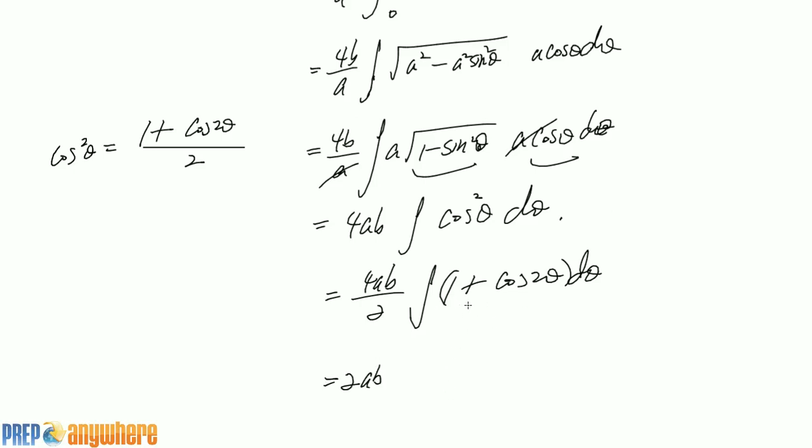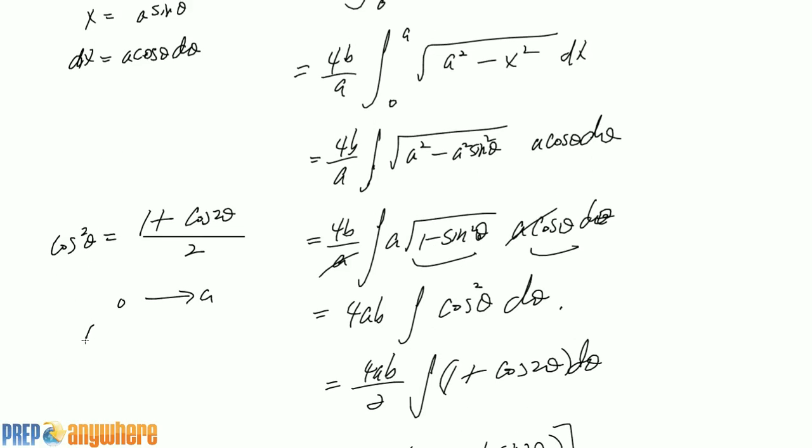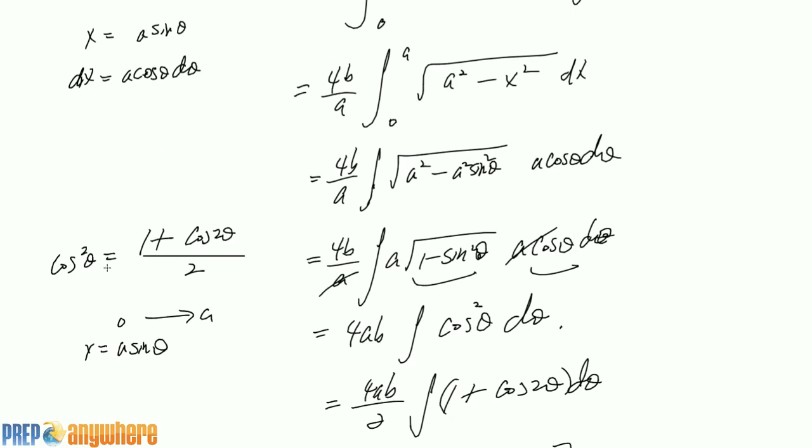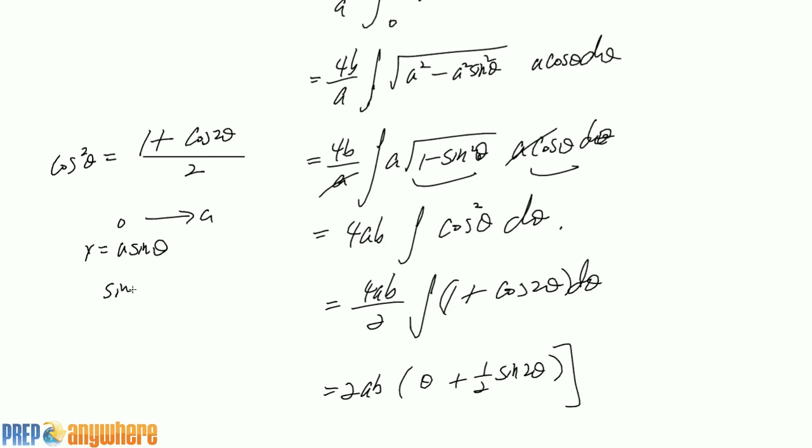And then, right, if you integrate that, you get theta plus half of sine of 2 theta. And let's convert the 0 to a in terms of theta. So we have the substitution, x is equal to a sine of theta. And when x is equal to 0, sine of theta is going to equal 0, right? So theta is equal to 0 too.